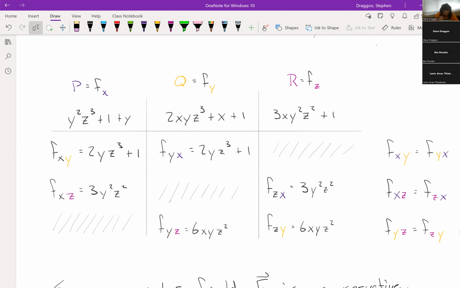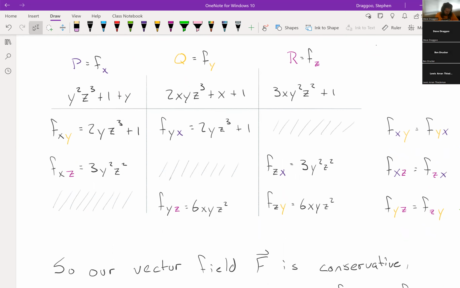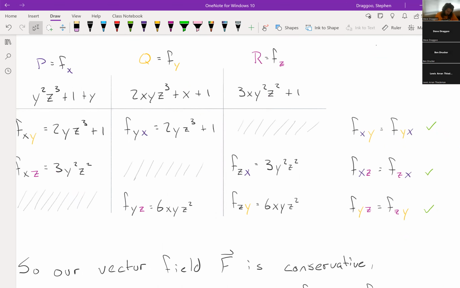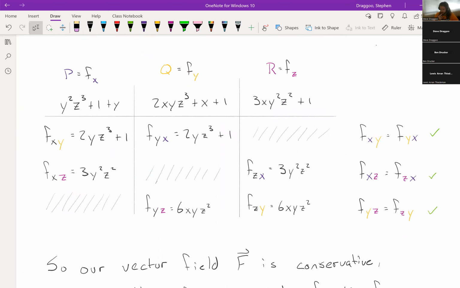And so then I just need to look across the columns, look across the rows to verify that each of these mixed partial derivative terms are equal to each other, which we can see that in this case they are. All right, so like across the bottom row, 6xyz squared in the middle column is equal to 6xyz squared over on the right column.